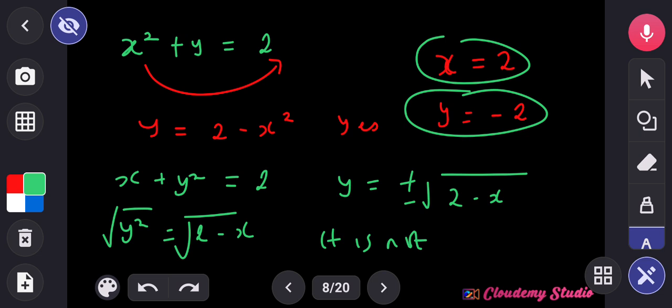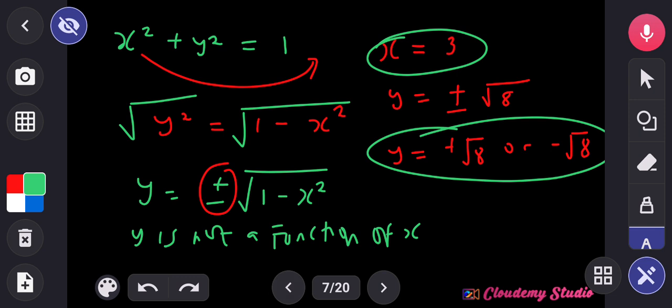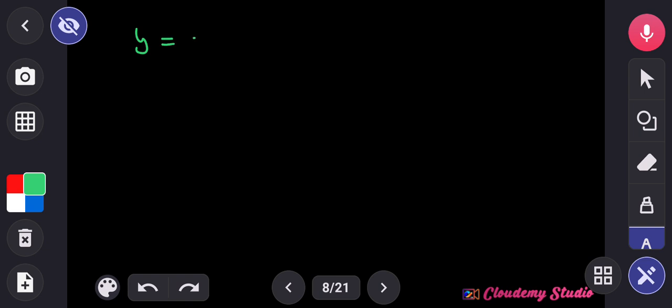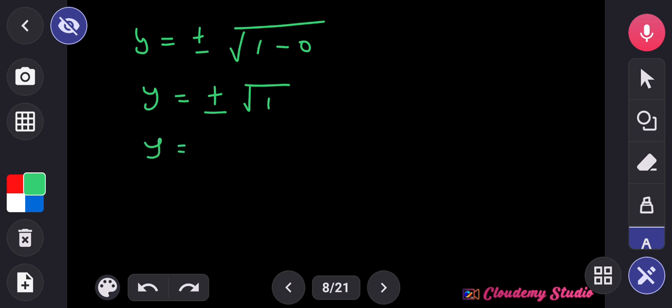For example, take the particular one that we have here, where x is now 0. So y equals plus or minus root of 1 minus 0. You know that will be y equals plus or minus root 1, which means my y will be equal to plus or minus 1. Therefore, it's going to give me y equals plus 1 or y equals minus 1.